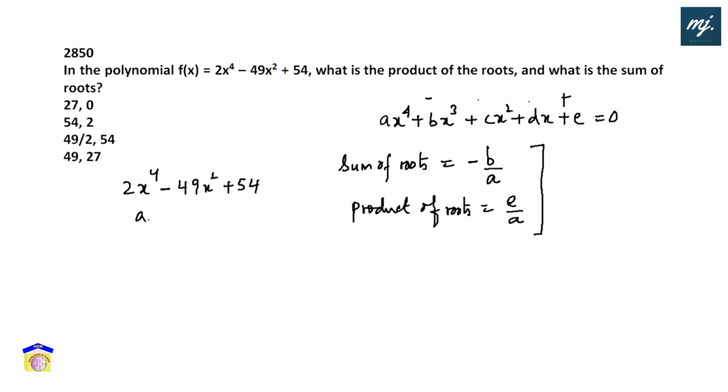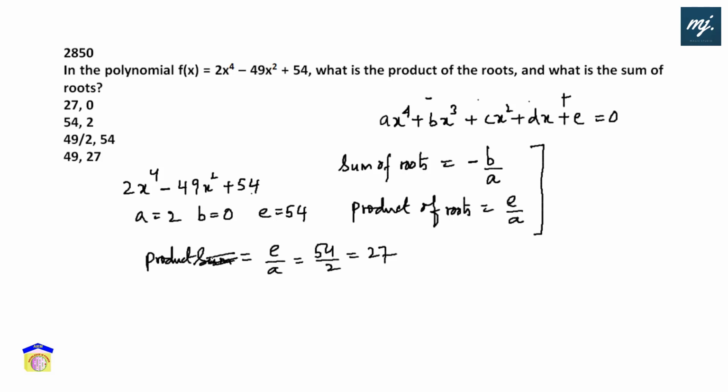That means a is 2, there is no x cube, that means b is 0, and e is 54. What is the question? What is the product of roots and what is the sum of roots? Sum of roots would be e by a, that is 54 by 2, 27. Sorry, that is the product of roots. Very sorry. This is the product. And the sum of roots would be minus b by a. b is 0, so that would be 0. So the answer: product of roots is 27 and sum of roots is 0. 27 comma 0 is the answer.